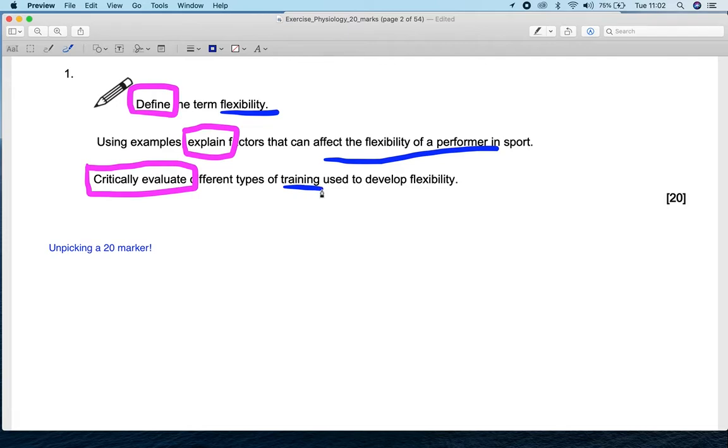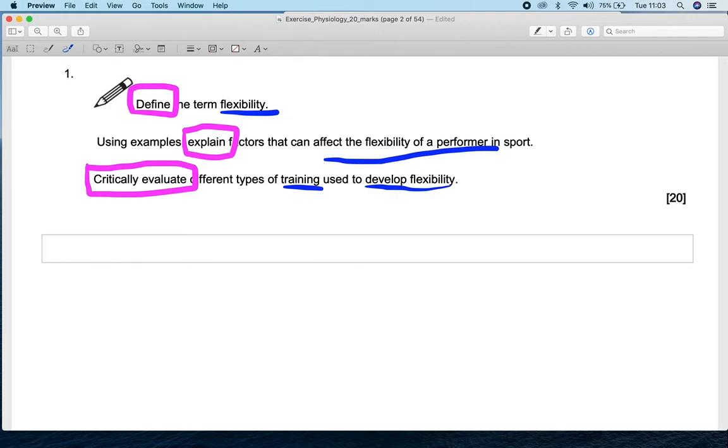So it's not just different types of training in terms of strength development or plyometrics or anything like that. It's specifically to develop flexibility. So what we're going to work on as we go through is breaking this down into those 3 different sections. And I'm going to try and type it as we go so that hopefully you should be able to follow. All right, so let's start with this definition of flexibility.